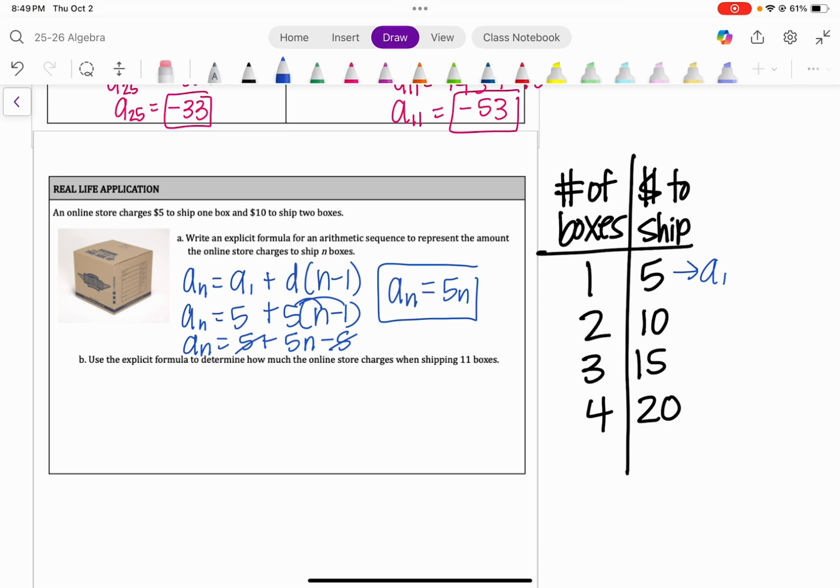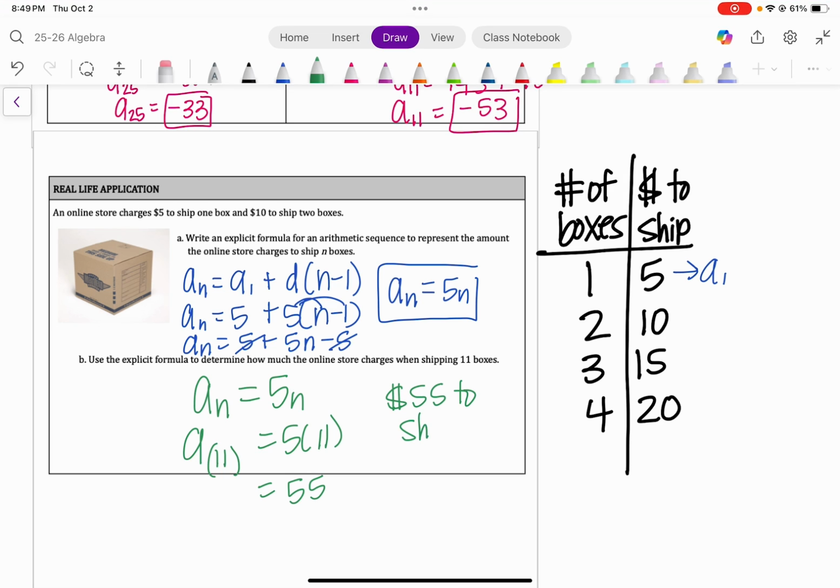And when we want to find how much it would cost to do 11 boxes, we'll just use our formula. We just wrote a sub n is 5n. So that's a of 11 equals 5 times 11, 55. So $55 to ship 11 boxes.